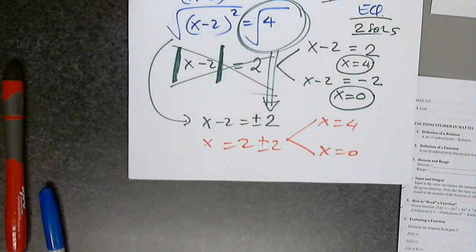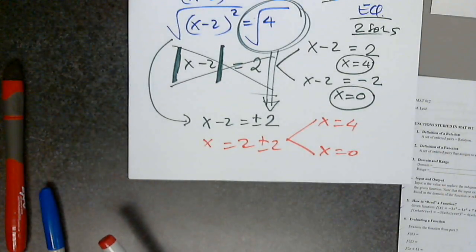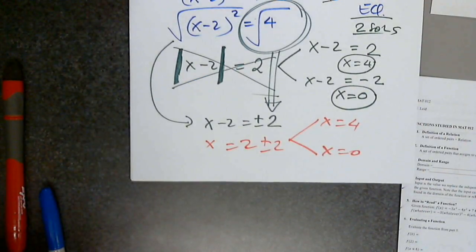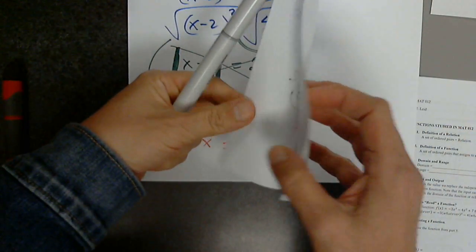So keep in mind, every time we take square roots from both sides, there is an intermediate step in there. We became lazy and we don't write it anymore. But it's not to be assumed that the square root of 4 is plus or minus 2. Okay? So let's look at one more example.